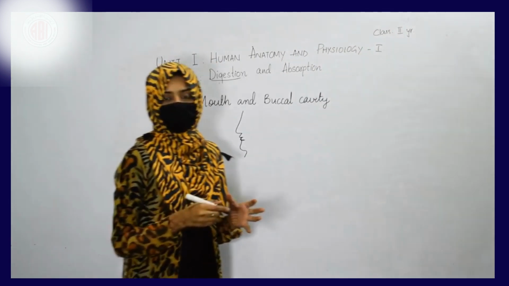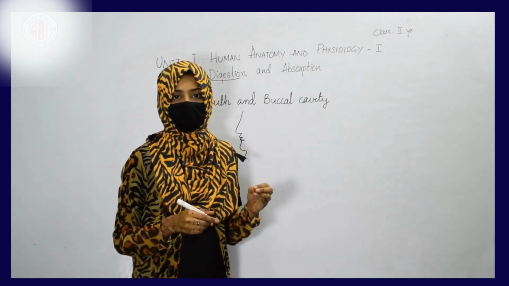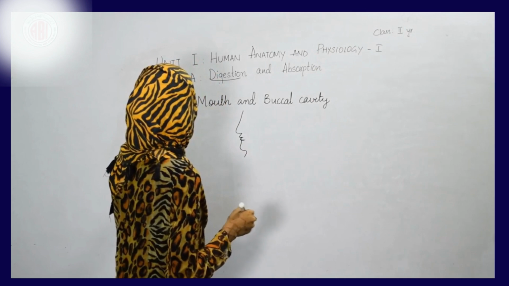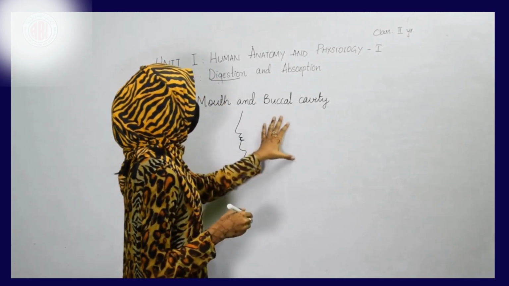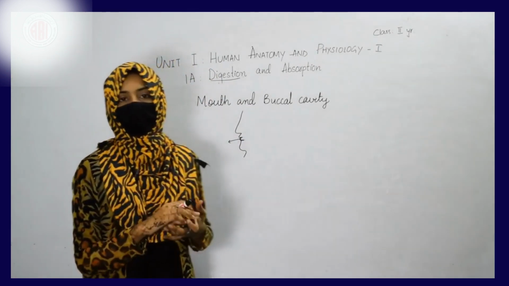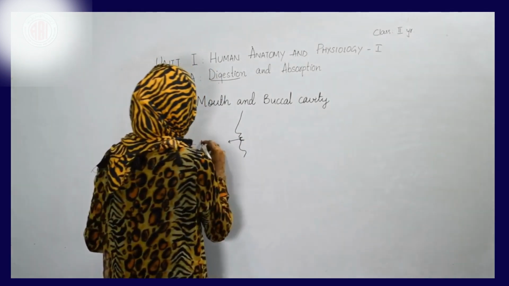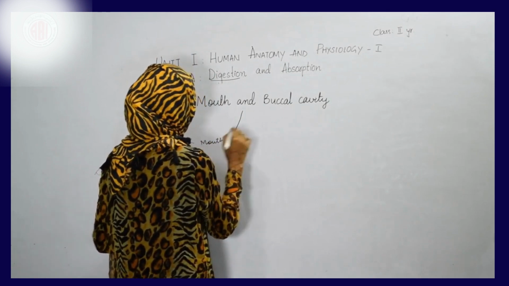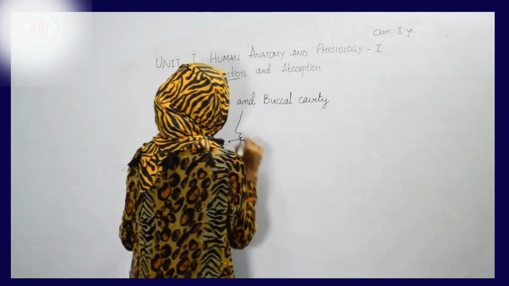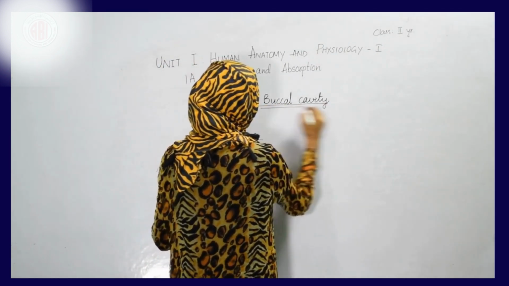So our first part in the digestive tract, or we can say in the alimentary canal, is mouth and buccal cavity. Mouth is an opening with the help of which we can have the food. We can take the food in. So this is our mouth. Inside the mouth, a cavity is present, and that cavity is called as buccal cavity.